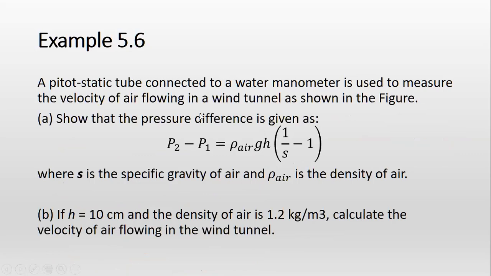Okay, so next one, 5.6. In 5.6, we have a pitot-static tube connected to a water manometer that's used to measure the velocity of airflow in a wind tunnel. For part A, we are asked to show the pressure difference. It's given by this, where S is the specific gravity of air and rho air is the density of air. Then we'll deal with part B later on.